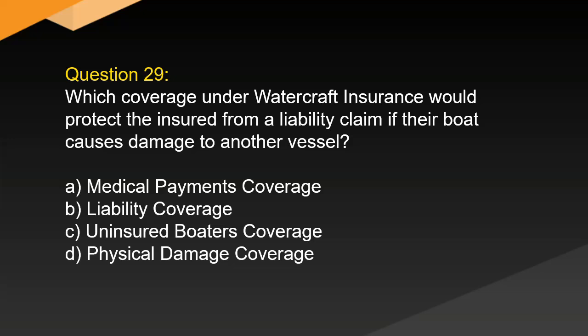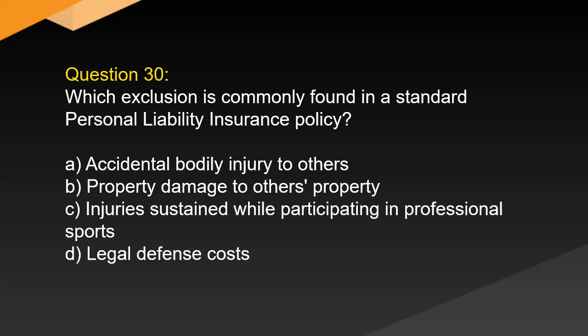Question 30. Which exclusion is commonly found in a standard personal liability insurance policy? A. Accidental bodily injury to others. B. Property damage to others' property. C. Injuries sustained while participating in professional sports. D. Legal defense costs.